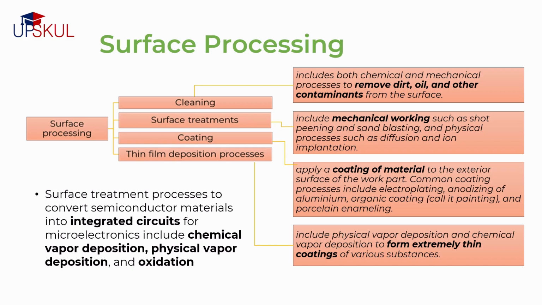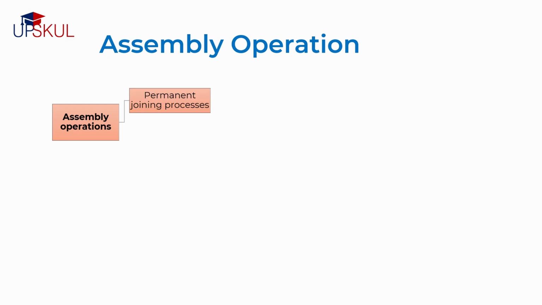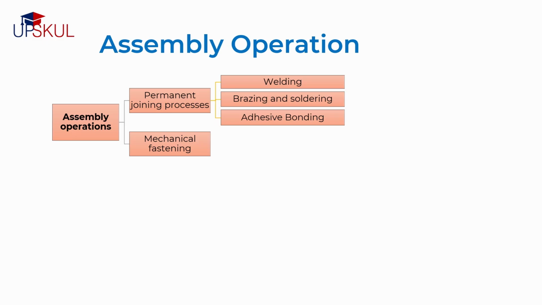The second basic type of manufacturing operation is assembly, in which two or more separate parts are joined to form a new entity. Components of the new entity are connected either permanently or semi-permanently. Permanent joining processes include welding, brazing, soldering, and adhesive bonding. They form a joint between components that cannot be easily disconnected.